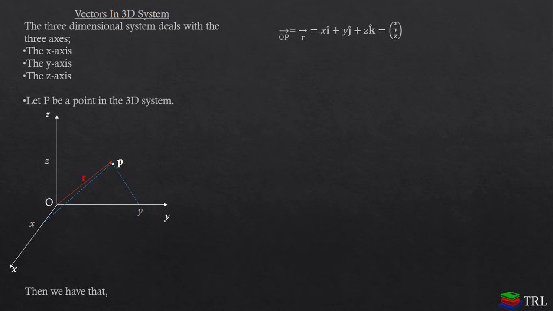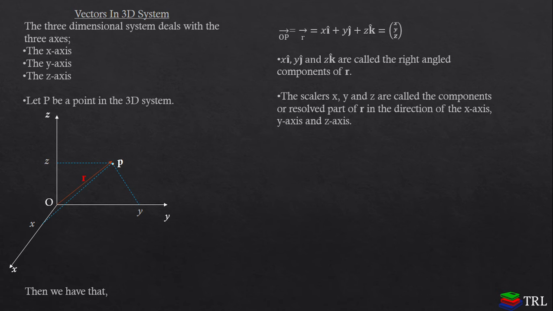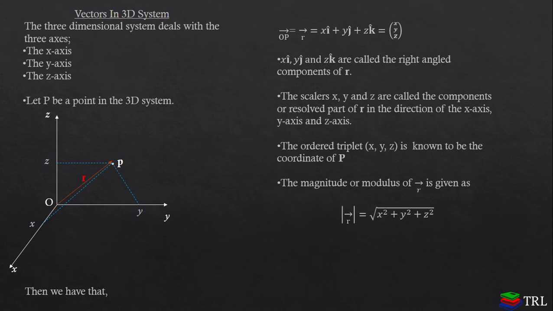Then we have that P is going to have coordinates x, y, and z. Now xi, yj, and zk are called the right-angled components of r. The scalars x, y, and z are called the component or resolved part of r in the direction of the x-axis, y-axis, and z-axis. The triplet (x, y, z) is known to be the coordinate of P. The magnitude or modulus of vector r is given as the modulus of r equals the square root of x squared plus y squared plus z squared.